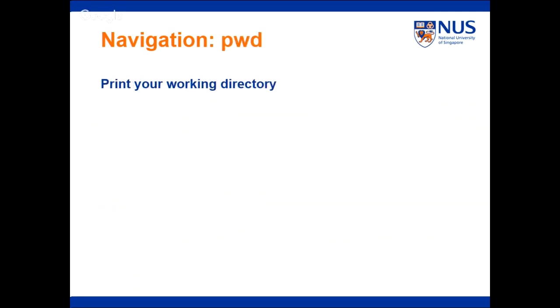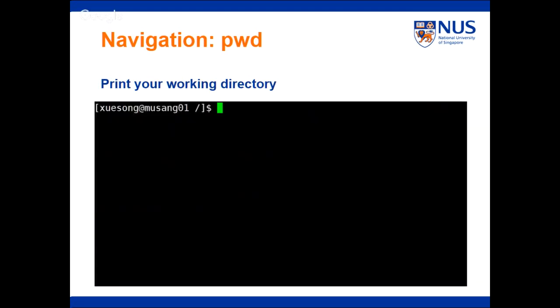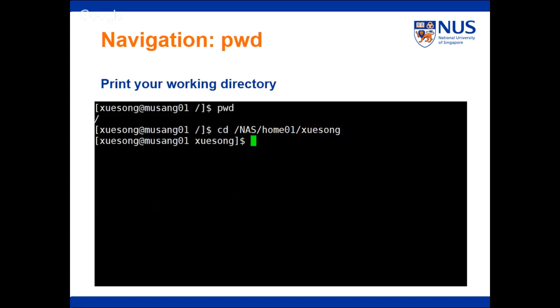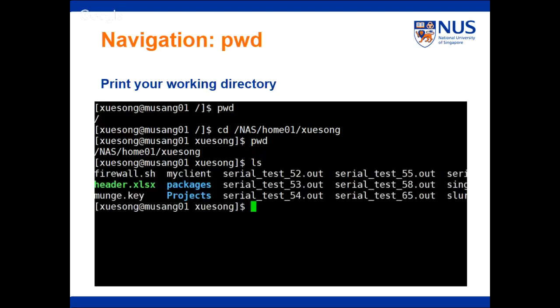So you might want to know where you are on the system currently, right? The command pwd will do this, which stands for print working directory. For example, now I print it. I found I'm on the root directory, right? By the way, you can try it now if you have logged in. And I change the directory, and again, it's in my home directory, right? These two commands I will introduce later.